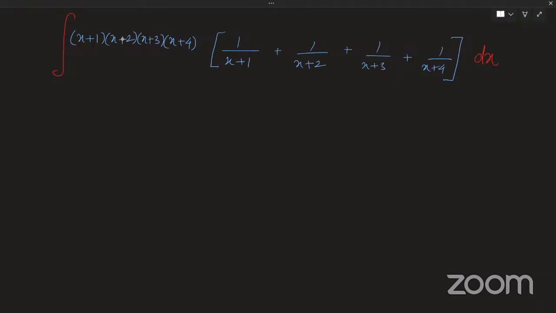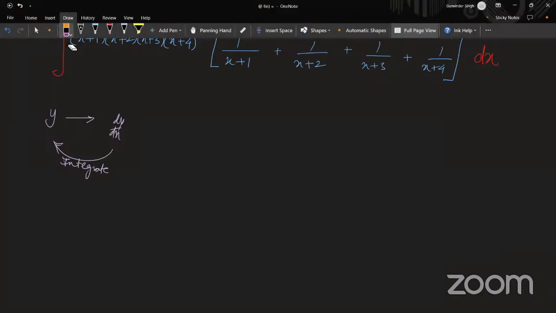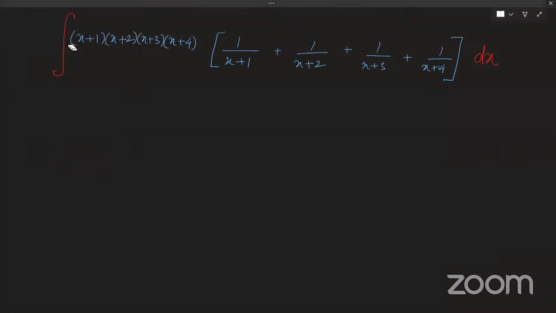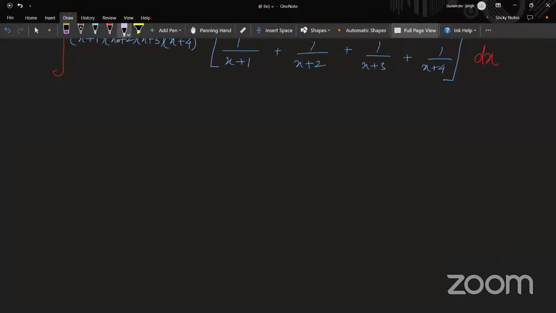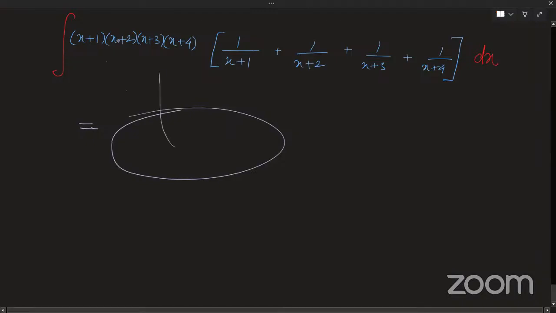Integration is the reverse process of differentiation. For example, you are differentiating a function y, so you get dy by dx. If you integrate it, you'll get y again. So you are trying to find such a function which, when differentiated, will give you this function. I am asking you to give me such a function that I differentiate and get x(x + 1)(x + 2)(x + 3)(x + 4).